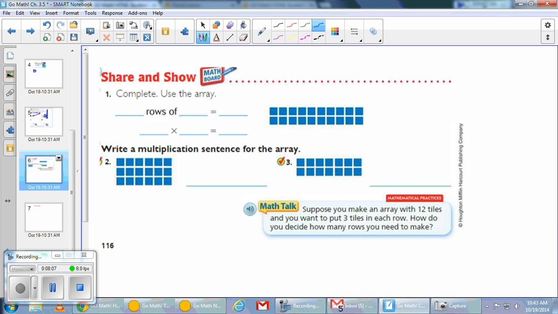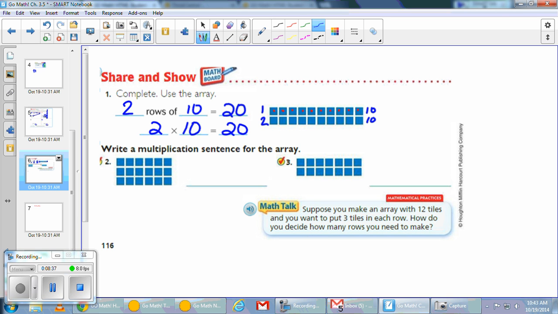Okay, on page 116, share and show. Complete, use the array. Okay, so we have 2 rows, and then we're going to count. 1, 2, 3, 4, 5, 6, 7, 8, 9, 10. So we have 2 rows of 10. So you have 10 and 10. 10 plus 10 is 20. So 2 times 10 equals 20.